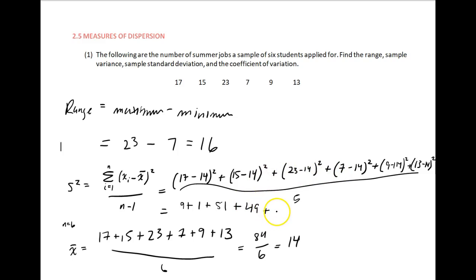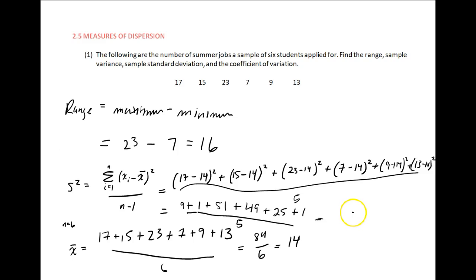9 minus 14, looks like I wrote 114 there, but that is in fact 14. So 9 minus 14 is negative 5 squared, and that's 25. And then 13 minus 14 is a negative 1, and a negative 1 squared is a positive 1. So we get all positive numbers here. And these are all over 5.